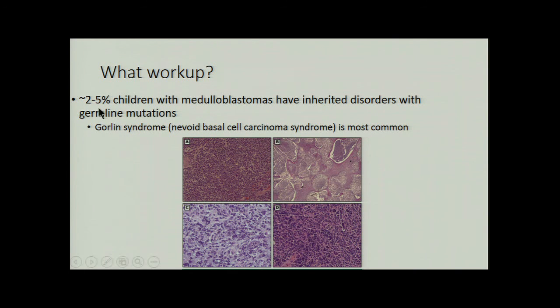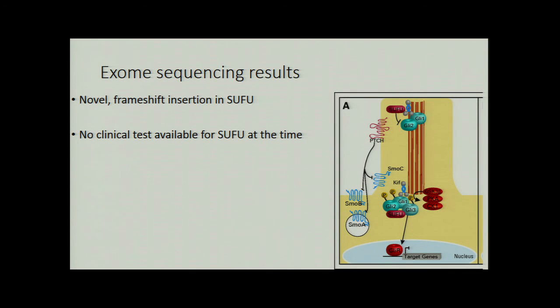So it turns out that 2 to 5% of children with medulloblastomas will have an inherited predisposition, a germline mutation. And the most common one is mutations in genes that cause Gorlin syndrome or Nevoid basal cell carcinoma syndrome. And the patient ended up having a novel de novo frameshift insertion, a pathogenic variant, a variant that will make the gene not work, in SUFU. At the time that we did the testing, SUFU was not available as a clinical test. So exome sequencing was able to provide a diagnosis at a time when there was no clinical testing available for this condition.